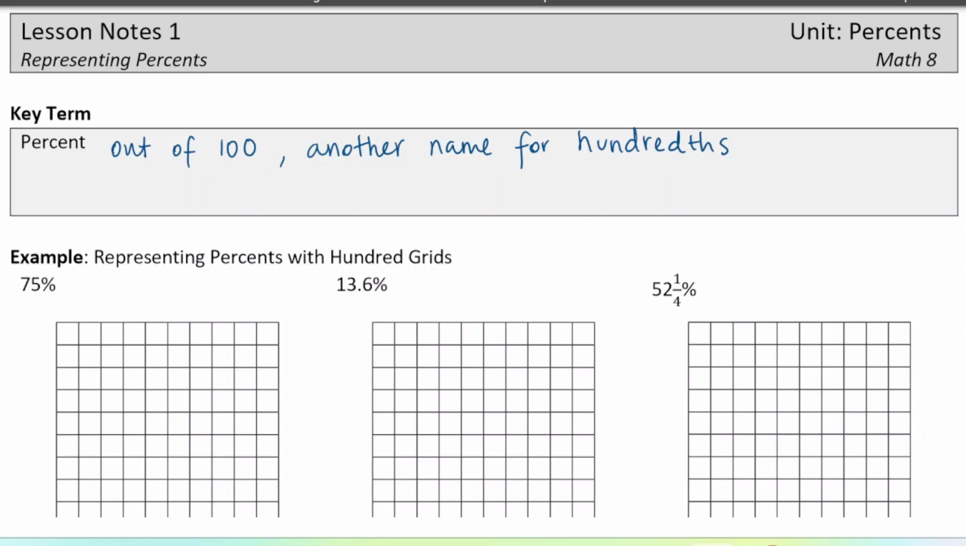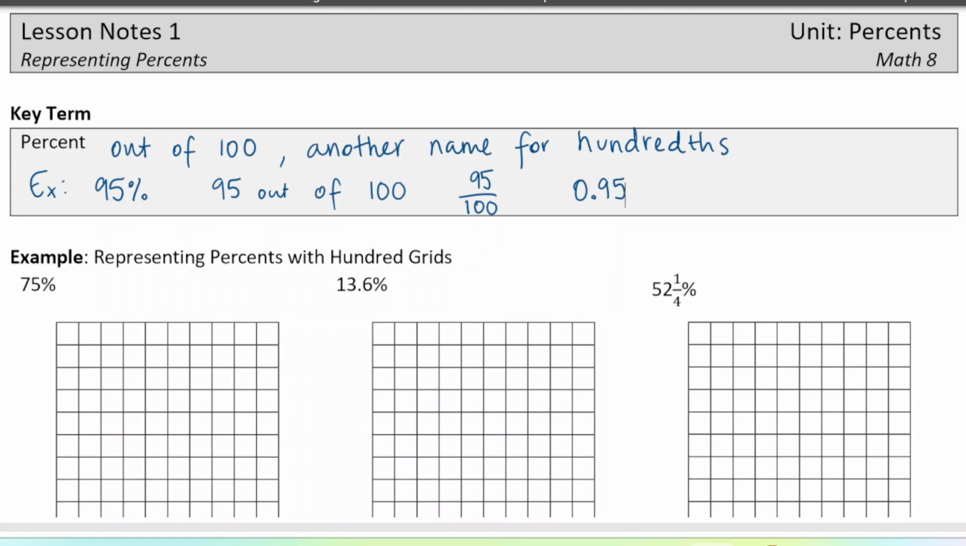So for example, 95% literally means 95 out of 100. So if I were to write this as a fraction, you could write it as 95 out of 100. And if you wanted to write it as hundredths, as a decimal, you would write 0.95, so 95 hundredths. Those all mean the same thing. Okay, so let's represent percents visually to start.